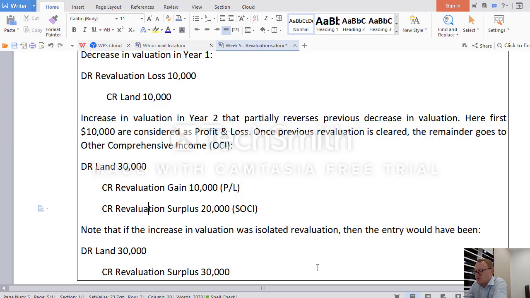Suppose there was no previous decrease from 100 to 90, just from 90 to 120. That's a genuine increase. A genuine increase again does not go to profit and loss, the income statement. It goes into other comprehensive income. This 30,000 will not affect our profit and loss, our net income. Okay.